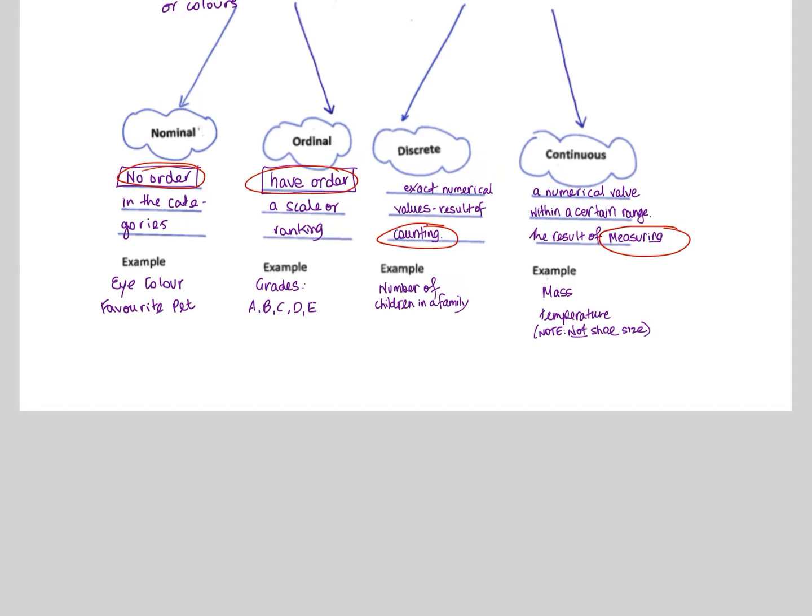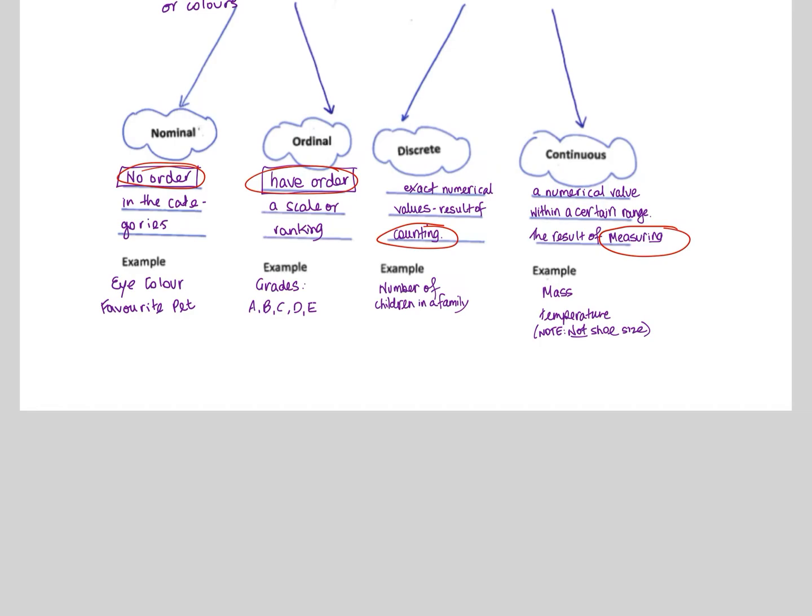Now, nominal, from the textbook, is a qualitative variable that names categories into which the data can be sorted. There is no order. So most important here, nominal means no order. Nominal, no. Okay, hopefully you can try and remember that. For example, things like eye colour, favourite pet, could be considered nominal categorical data.